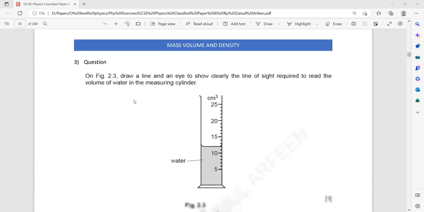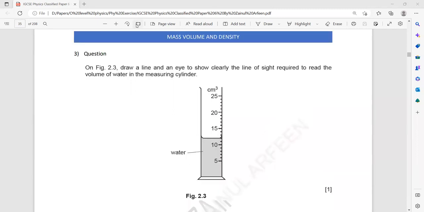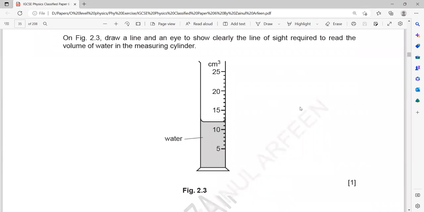Moving on to the next question, question 3. It's only one part. Figure 2.3, draw a line and an eye to show clearly the line of sight required to read the volume of the water. And one more thing, the side where the scale and the markings are, try to draw the eye at that position, okay? Because that's the right way.